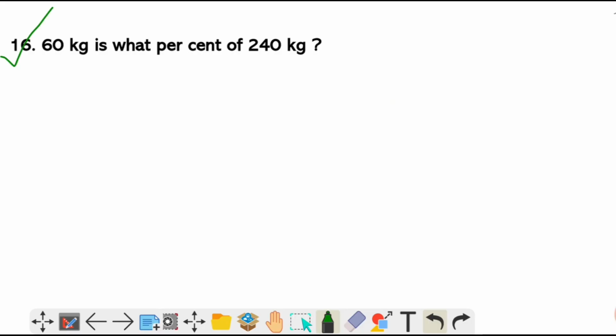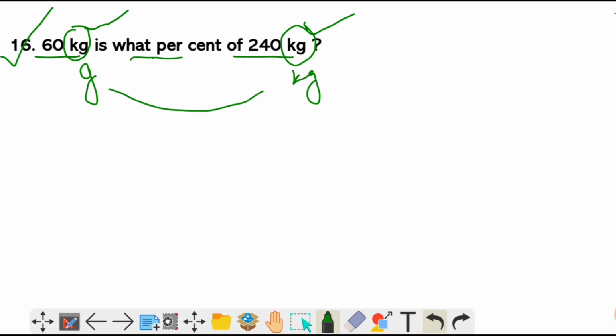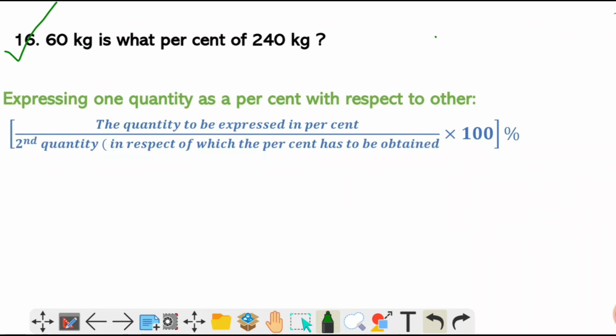The first question of this video is: 60 kg is what percent of 240 kg? In this type of question, first we have to see the unit. If the unit is the same, we don't have to change. If the unit is different, like gram and kg, we have to convert it into kg or both into grams. Here the unit is the same, so no need to change.